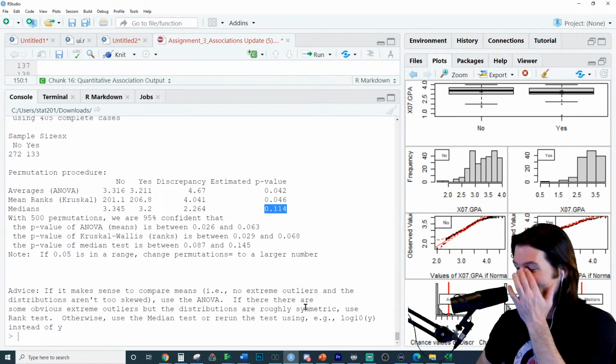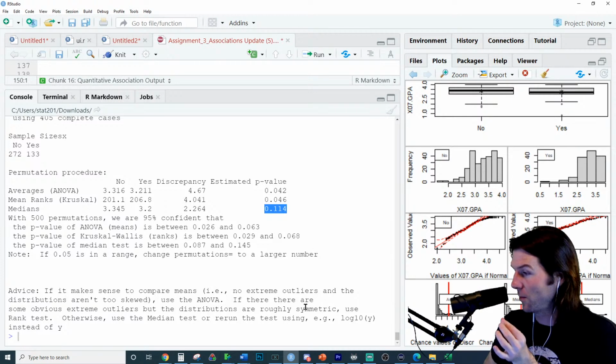Ben, you're so close. Add an extra 0 right there. Exactly. Because the p-value is greater than 0.05. No, Ben, you're fine. Don't worry about it. Don't worry. This is how we practice.